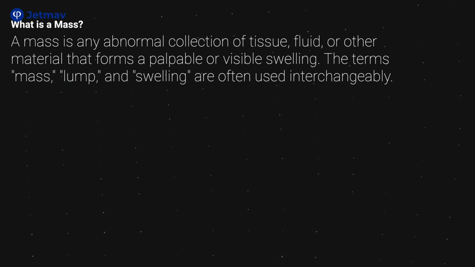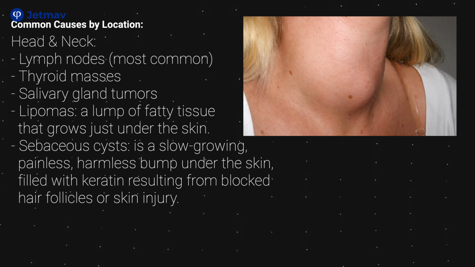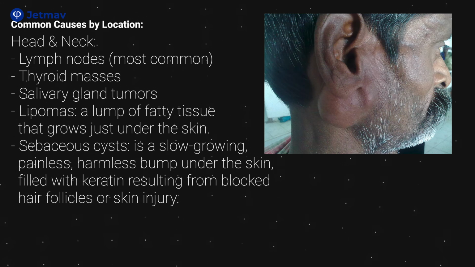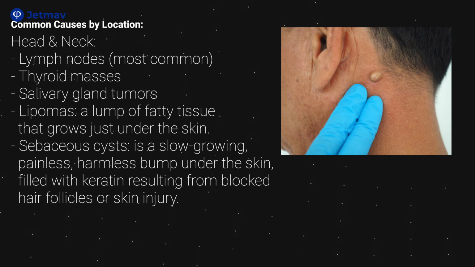So a mass is any abnormal collection of tissue or fluid or other materials, forming a palpable or visible swelling. The term mass can also be used interchangeably with lump or swelling. Masses can occur in any location of the body. In the head and neck, we have lymph nodes. Lymph nodes can become inflamed to form masses, which is the most common in the head and neck. Then we can also have thyroid masses in the anterior aspect of the neck. We also have salivary gland tumors. We can also have lipomas, which is just a lump of fatty tissue that grows under the skin. We can also have what we call sebaceous cysts, which are slow-growing painless masses, which result from blocked hair follicles. So these are the types of masses you can get when it comes to the head and neck.